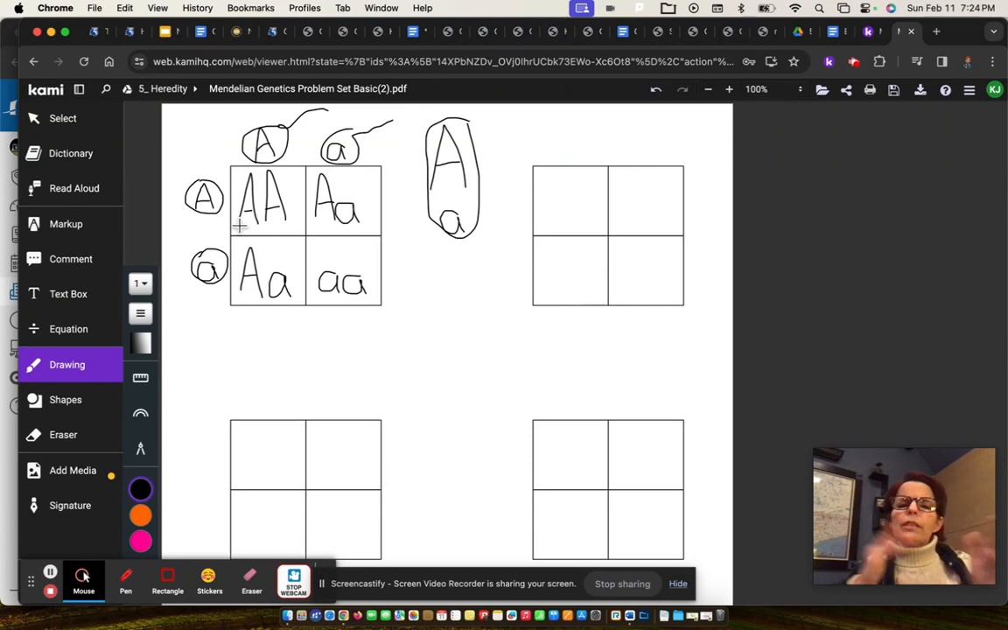Okay, let's try a totally different but similar idea. Let's do something like cystic fibrosis. Cystic fibrosis is a recessive trait this time.